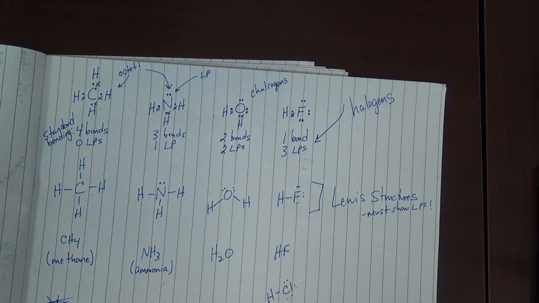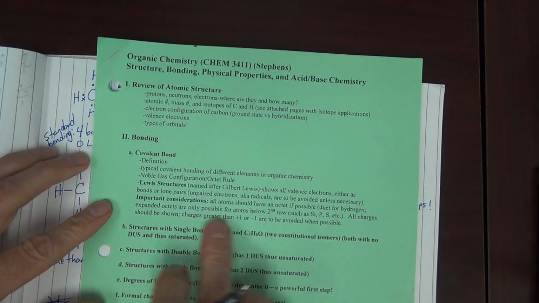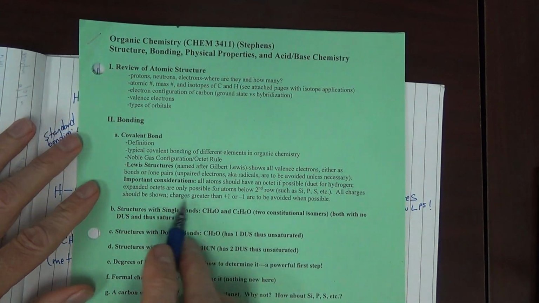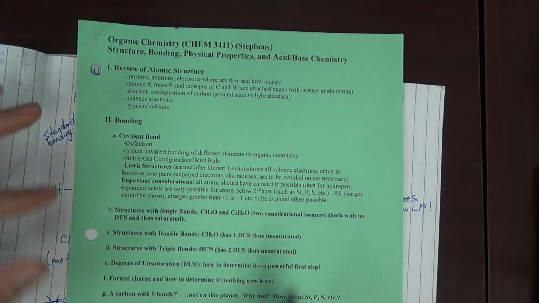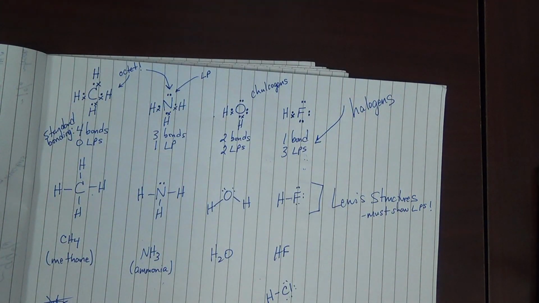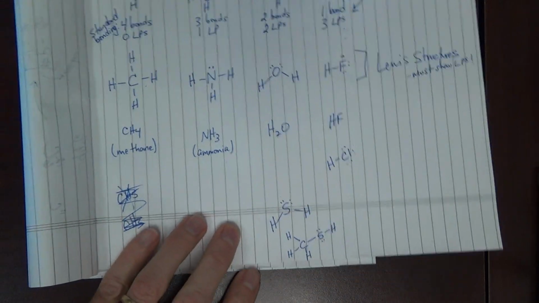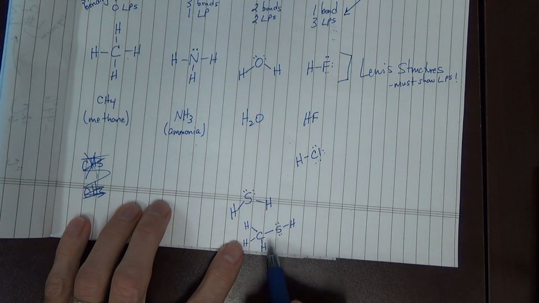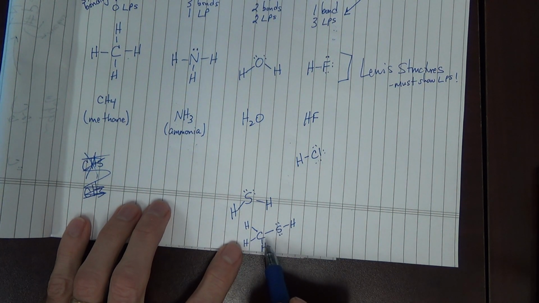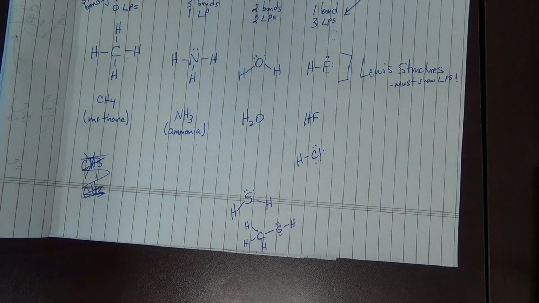Okay, let's see what we've done here. Lewis structures, important considerations. Please read. Duet for H. Expanded octets. For example, sulfur. Sulfur does standard bonding just like oxygen, but because sulfur has d orbitals, and any atom that does have d orbitals, it can have sort of expanded octet bonding.